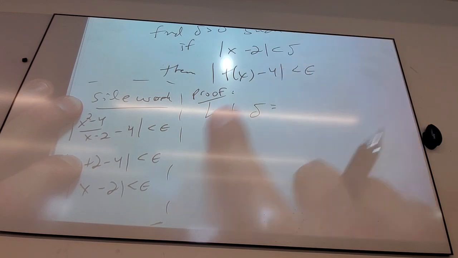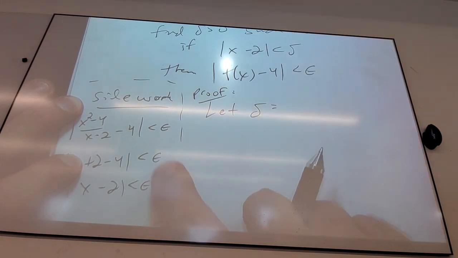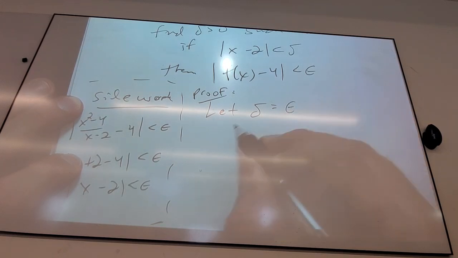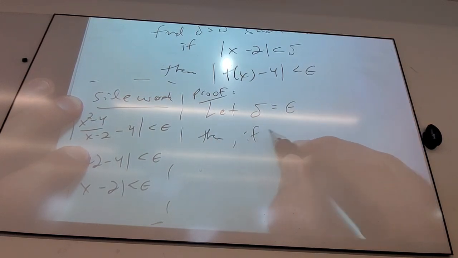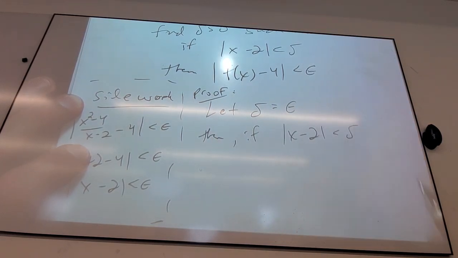Why do I want delta equal epsilon? Because if I let delta equal epsilon, this will actually work. Let delta equal epsilon. Then, if |x - 2| < delta.